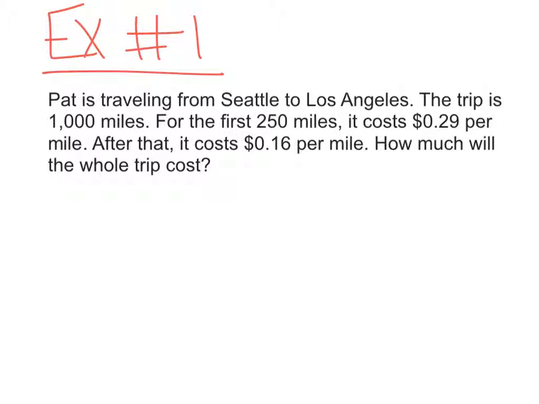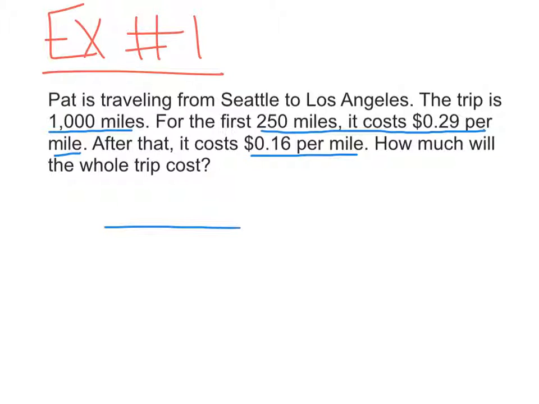Example 1. Pat is traveling from Seattle to Los Angeles. The trip is 1,000 miles. For the first 250 miles, it costs 29 cents per mile. After that, it costs 16 cents per mile. How much will the whole trip cost? So we're going to break this down and draw a little picture for ourselves.